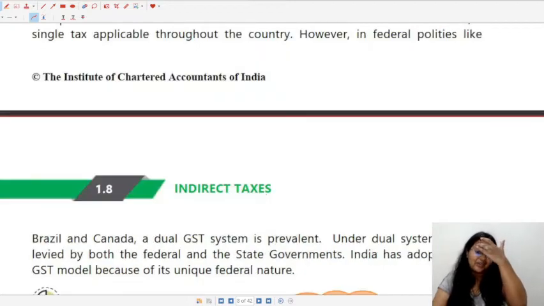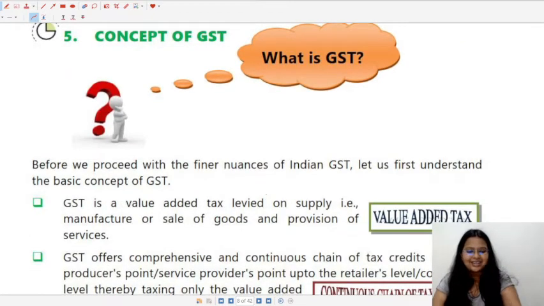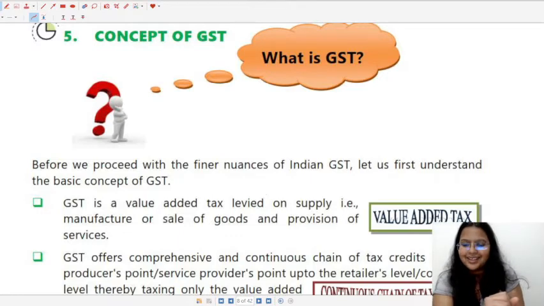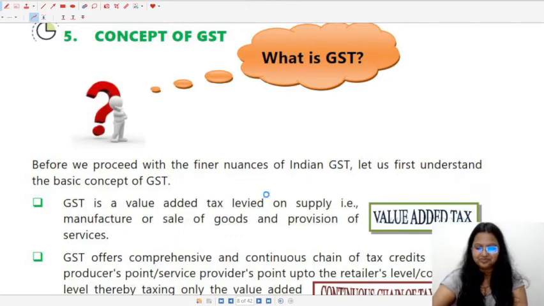Okay, so now the next thing is, what is actually the concept of GST? Now let's understand it. First of all, GST is a value added tax. Now why is it a value added tax? Because, students, it is levied on the manufacture or sale of goods and provision of services. Let's understand this complete concept, its advantages, its features, its deficiencies, all with the help of an example. Okay, so are you ready to do that example? Yes. Okay, let's start it.